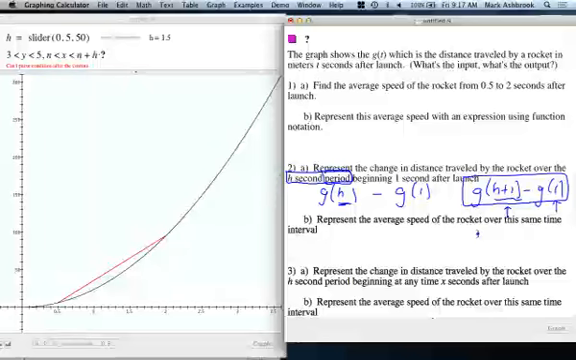Okay? So then, how would we find the average rate of change? How would we represent the average rate of change over that same time interval? Ginger, you're up. So this is the change in distance. This is the final distance after a period of h seconds starting at 1, minus the distance at 1 second. Now I want the average speed.